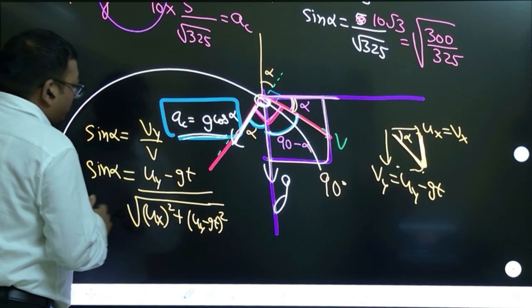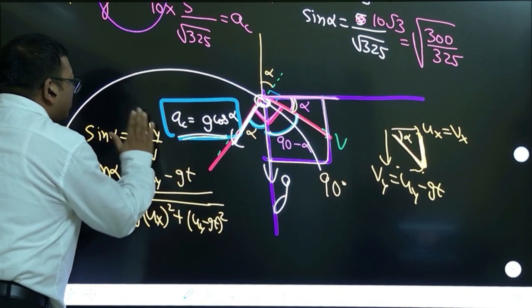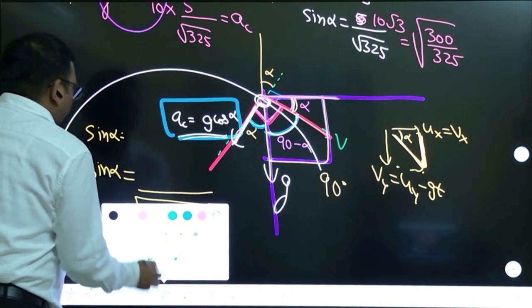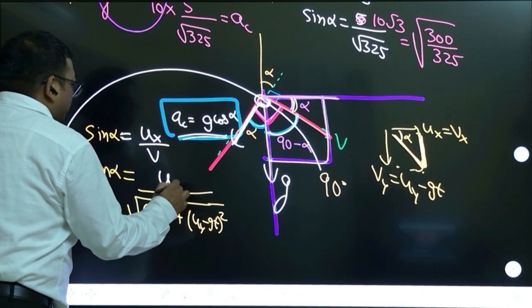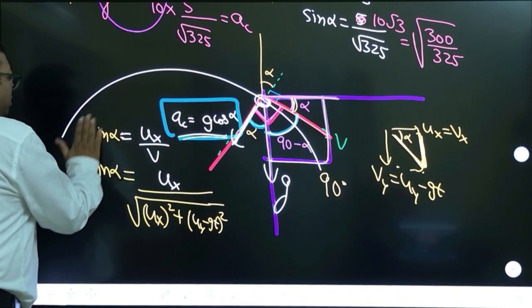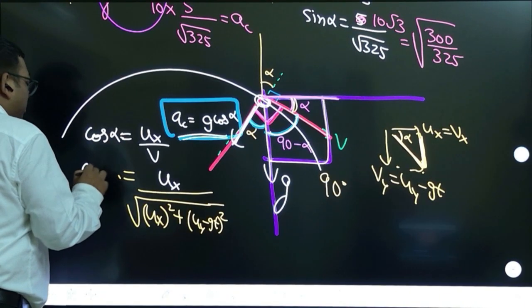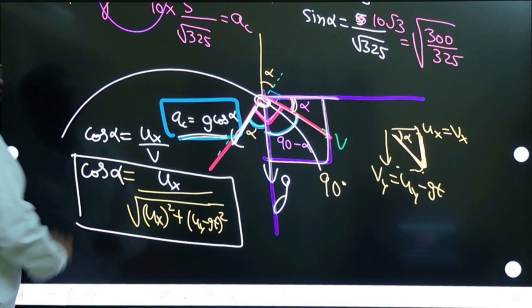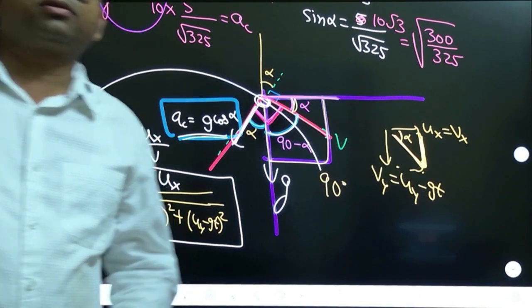So sin alpha we don't need, we need cos alpha now. So let us calculate cos alpha. Cos alpha means we need x component. We need ux by v, so ux by this. Okay, so we need cos alpha, we don't need sin alpha. Cos alpha like this you will calculate, and then you will find out everything whatever you want.